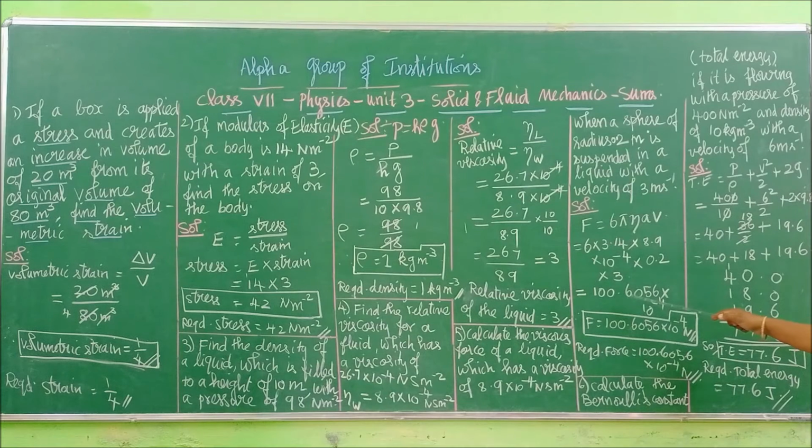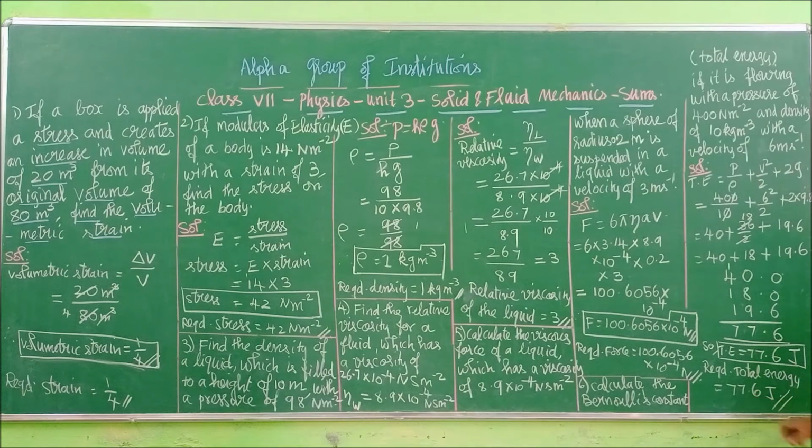Here after the decimal I have written 4 values, children, but it is not that much required. 1 or 2 or 3 numbers is enough. If you write it also, if you don't write it also, it's not a big issue. After the decimal at least we need 2 or 3 numbers. Okay, so you can stop there itself. So I have written the final answer. Required viscous force is 100.6056 into 10 power minus 4. As it is force, I have written the unit Newton. Okay, so be alert with the units.